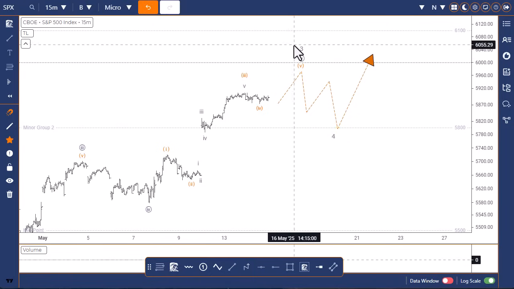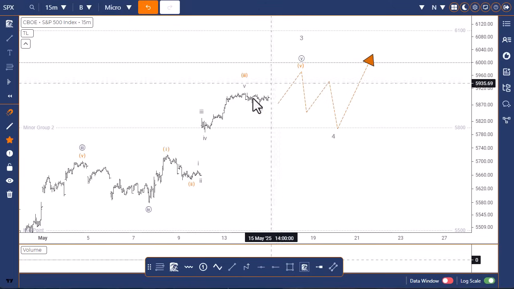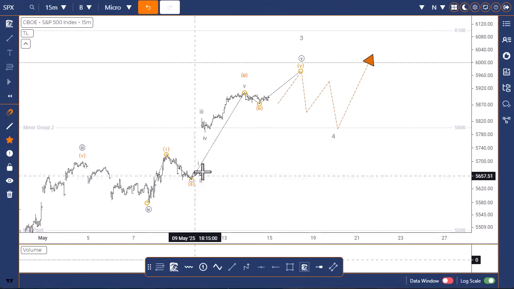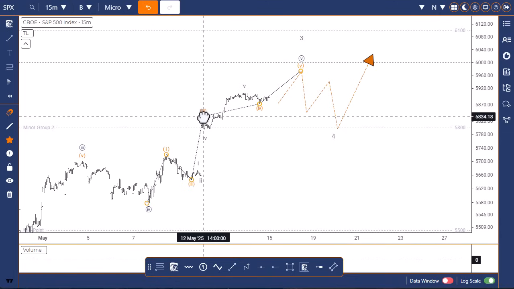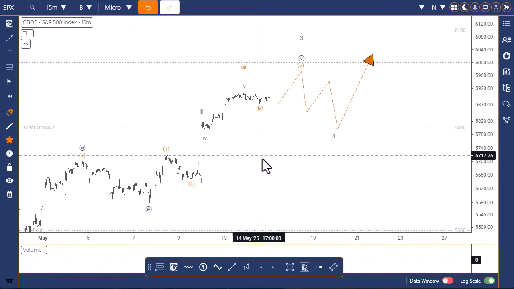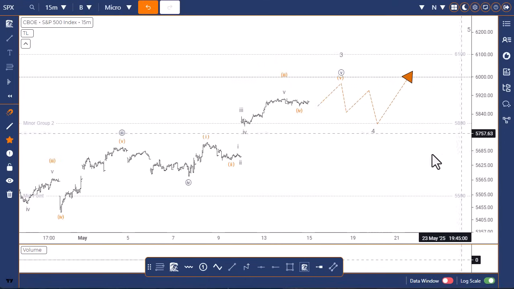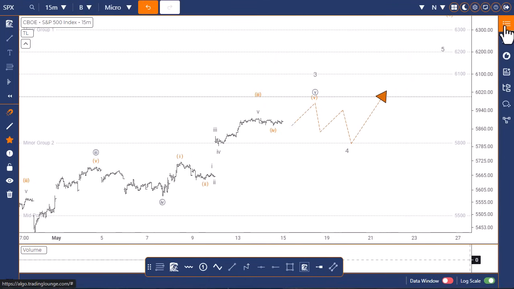Now it could be possible to put this wave 3 over to here if you wanted to count it that way, and look at this as 1 and 2 here, and drag this wave 3 down onto this high over here. So that's also doable, but this is the main consensus here. So the trend's still pushing to the upside.